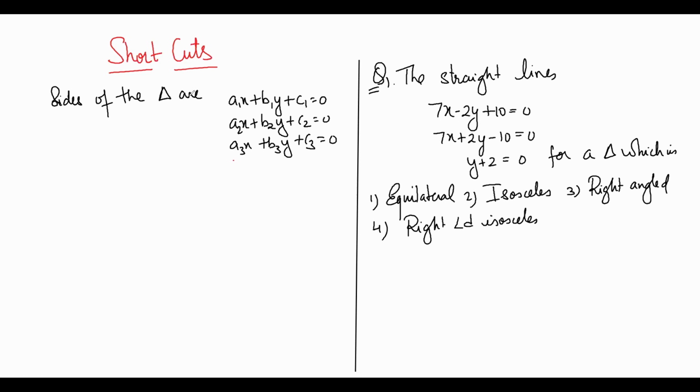First of all, you go for checking the point of intersection. That means you solve equations 1 and 2 and you get one of the points of intersection, that is one of the vertices. Then by solving 2 and 3 you get another point of intersection, and then solving 1 and 3 you get the third vertex of the triangle. Then after applying the distance formula you get the lengths of the sides, and from there you can find out what type of triangle this is.